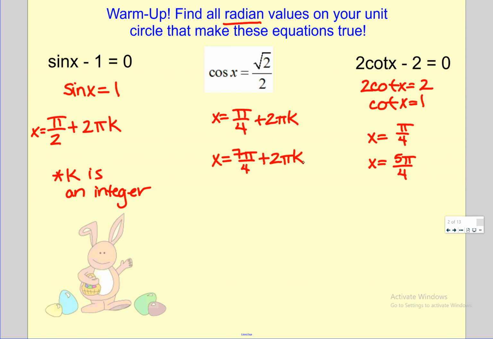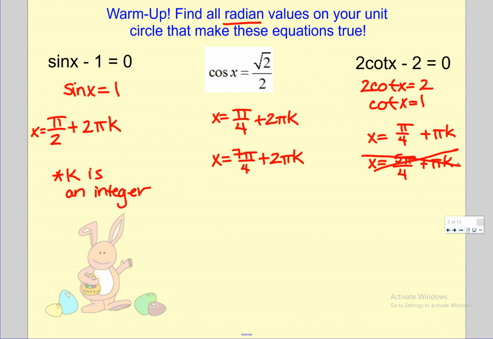Do you remember what the period of tangent and cotangent are? Those are the 2 that are different. Plus pi k, which is half of a rotation. Now this one ends up being kind of interesting. If I take pi over 4 and add on pi, I actually get 5 pi over 4. So you don't need this second answer. It's redundant. It represents the same set. So you can just cross it out. If you list it, it's not wrong. It's just you're listing the same set of information twice. Okay.